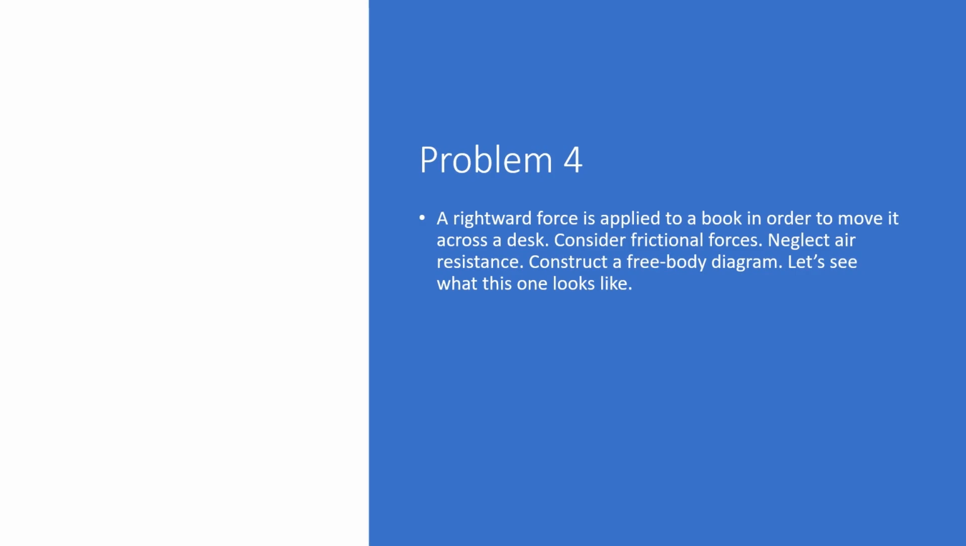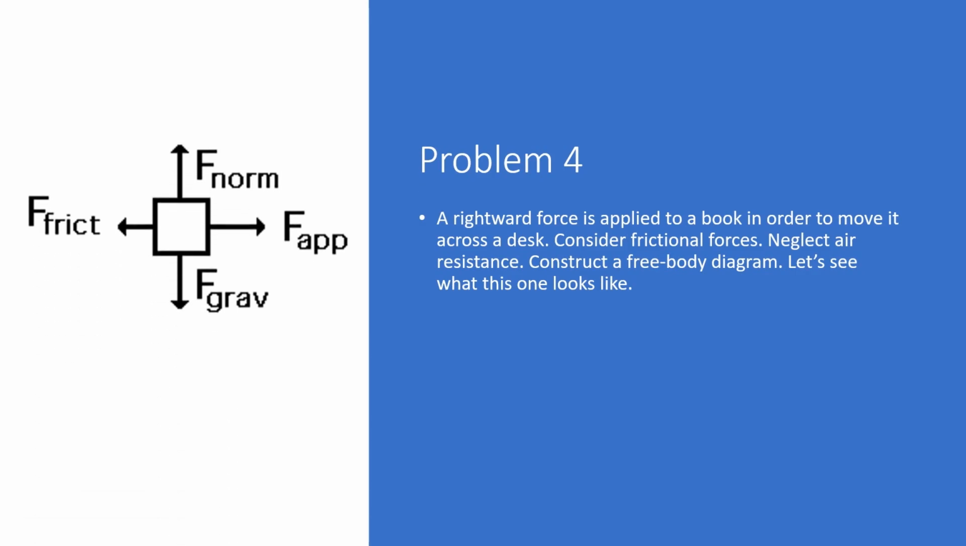Is there anything else, though? What else is going on with the book? Gravity. So gravity is pulling the book down. Normal force is pushing it up. Notice that the frictional force is drawn smaller than the applied force. That means that I am in motion. Friction is not overcoming the applied force. That's shown by the difference in their size. Notice that normal force and gravity are of equal size, and those cancel each other out.